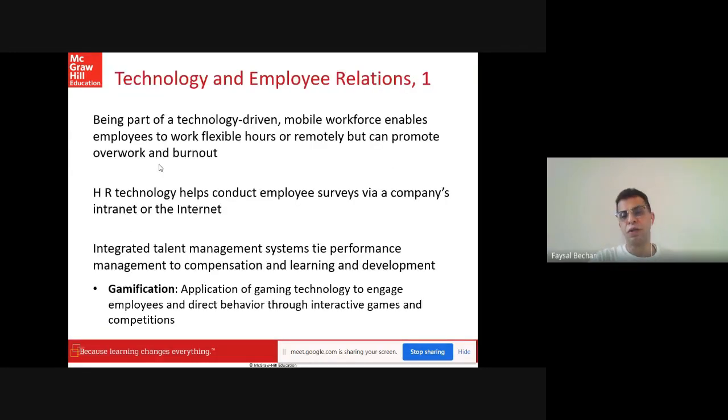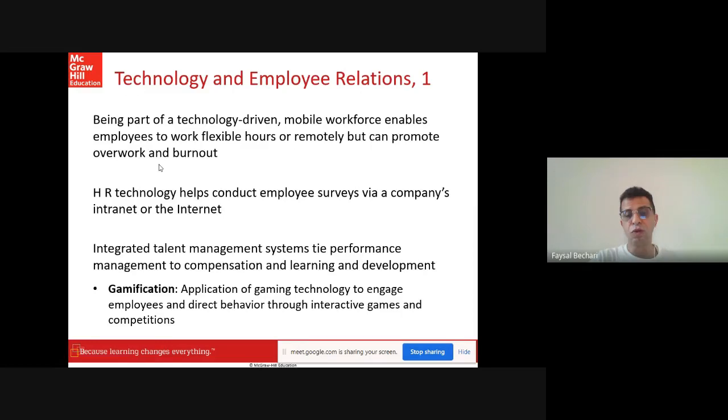Technology and employee relations, part one. Being part of a technology-driven mobile workforce enables employees to work flexible hours or remotely, but can promote overwork and burnout. These days you can work from your mobile, you can work from your laptop, you don't have to have an office. You can go to the office and back from the office. And COVID-19 enforced these things very fast, very strongly, and very quickly.